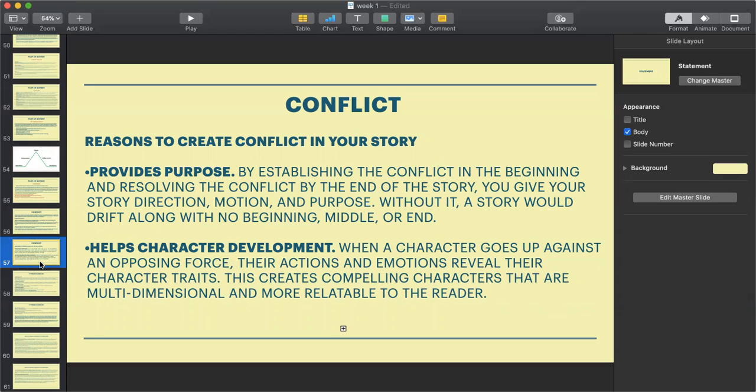So if there is no conflict, the story will not have the beginning, middle, and end, and it will be very simple. It will drift away. You will lose interest. Got it? So it provides a purpose to the story. It answers that question: why are you telling that story?